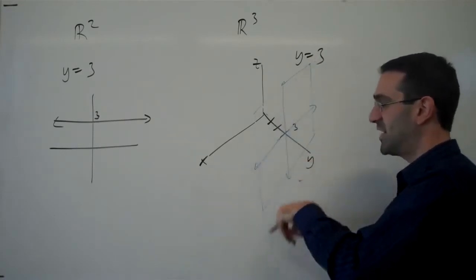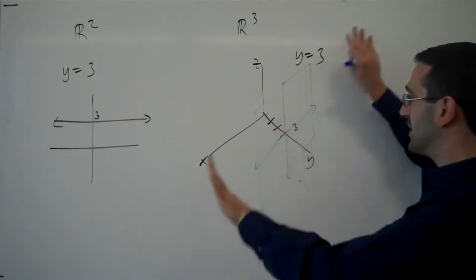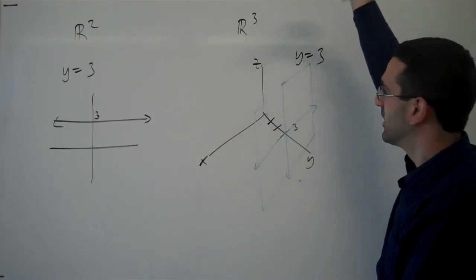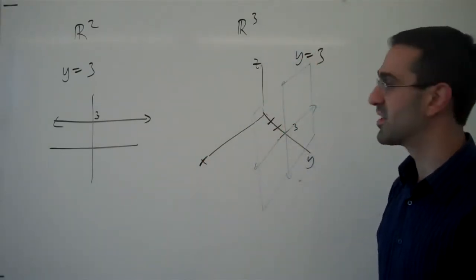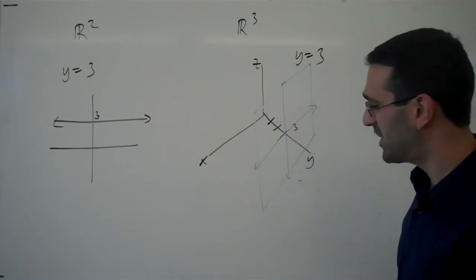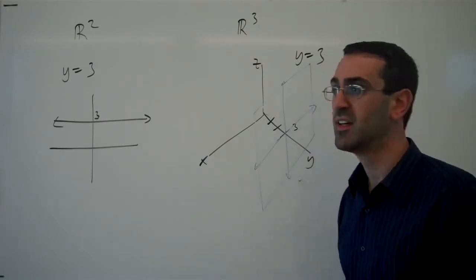I drew it here as a perspective rectangle, but it really does extend out forever in the z directions, and in the x directions, y is just constant. So y equals 3 here is describing a plane.